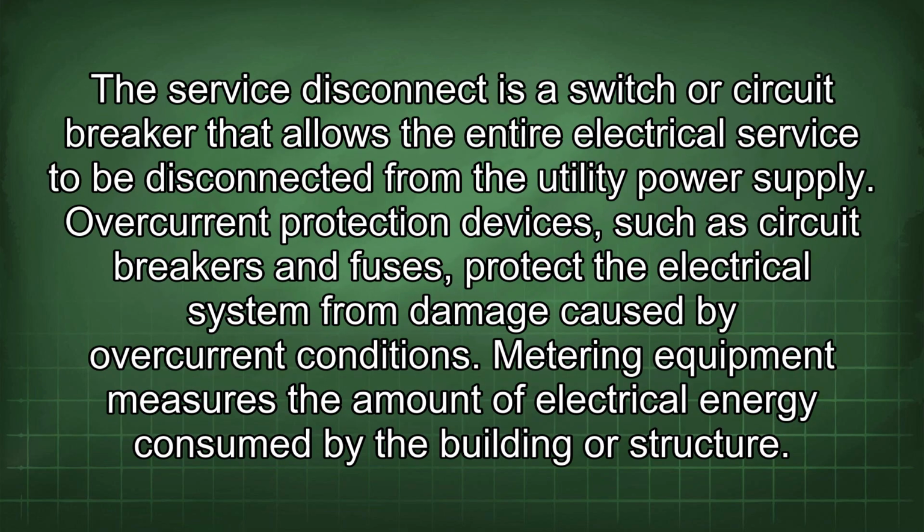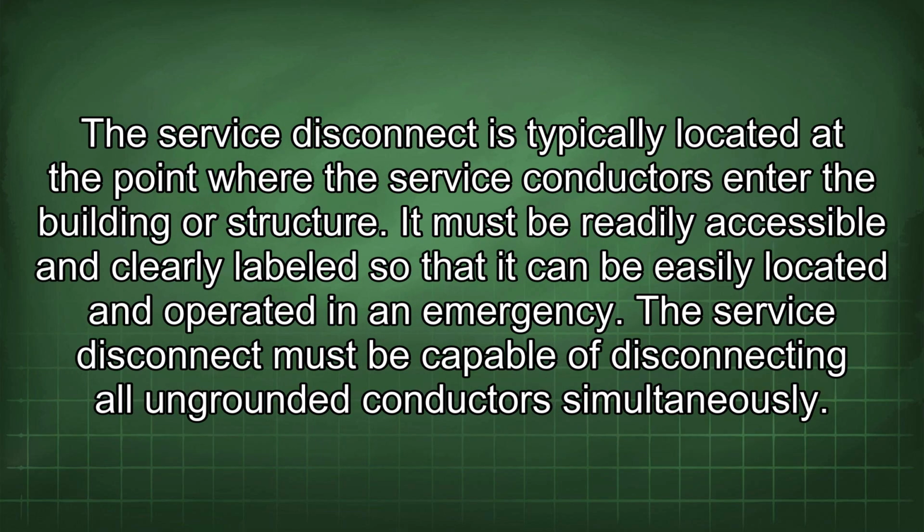The service disconnect is a switch or circuit breaker that allows the entire electrical service to be disconnected from the utility power supply. Overcurrent protection devices, such as circuit breakers and fuses, protect the electrical system from damage caused by overcurrent conditions. Metering equipment measures the amount of electrical energy consumed by the building or structure. The service disconnect is typically located at the point where the service conductors enter the building or structure. It must be readily accessible and clearly labeled so that it can be easily located and operated in an emergency. The service disconnect must be capable of disconnecting all ungrounded conductors simultaneously.